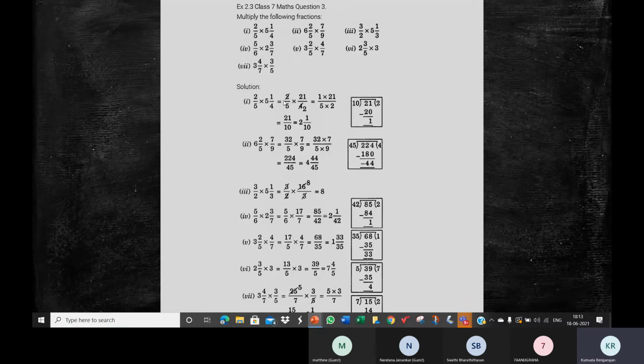The same question if it was division: 2 by 5 divided by 21 by 4, into 4 by 21. If it's division, you will multiply by the reciprocal of the second fraction. Then how will you multiply? So you will convert the division problem to a multiplication problem. Then again, as usual, one from the numerator, one from the denominator, simplify, and the same thing.